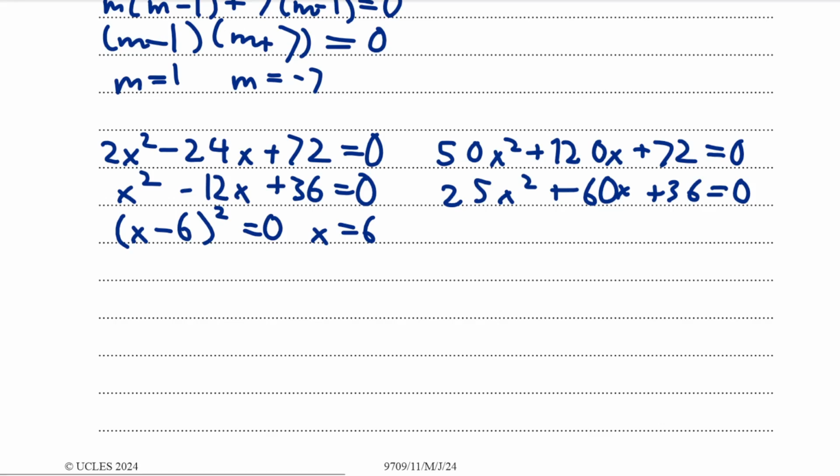So I'm going to rewrite this as 5 squared x squared, and then we do plus 5 times 6x, right? And we do plus the same thing again, and then we get 6 squared.